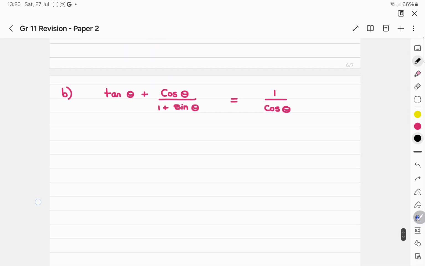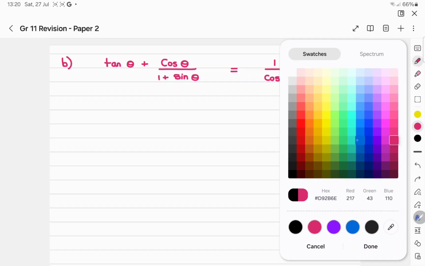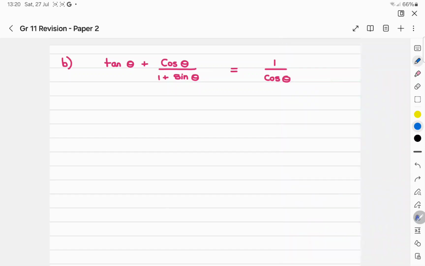Okay. Let's look at number B. All right. So now if you have an overall look, let's first write up our left-hand side, because again, it's proof that tan theta plus cos theta over 1 square theta, 1 plus, and so on, you can read.